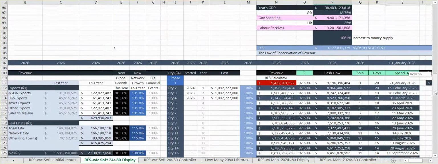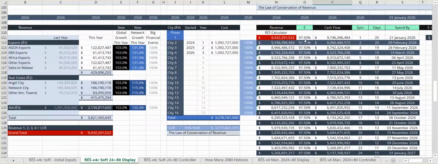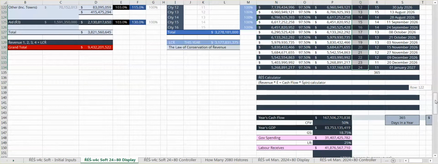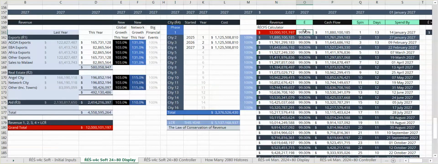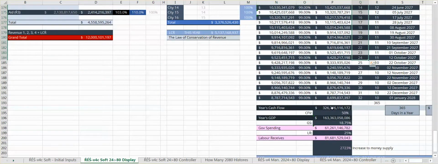This happens again. 2026, E increases to 97.5, spin increases to 24, and cash flow increases to 167. And again in 2027, E now 99%, spin 32, cash flow 326 billion.